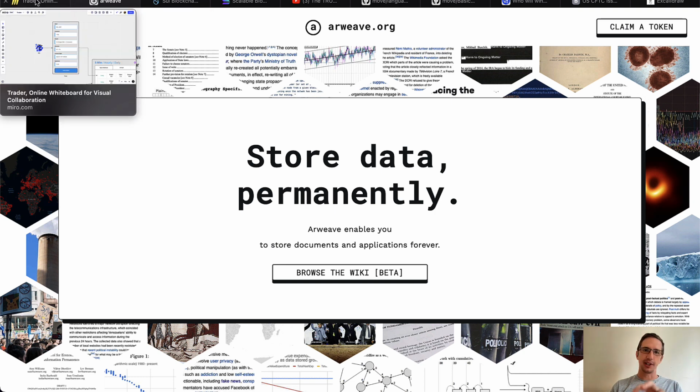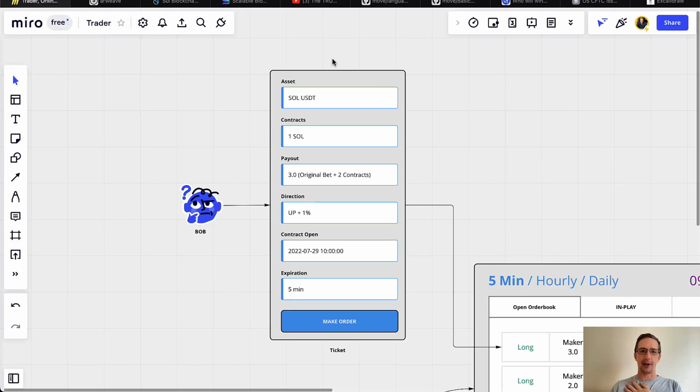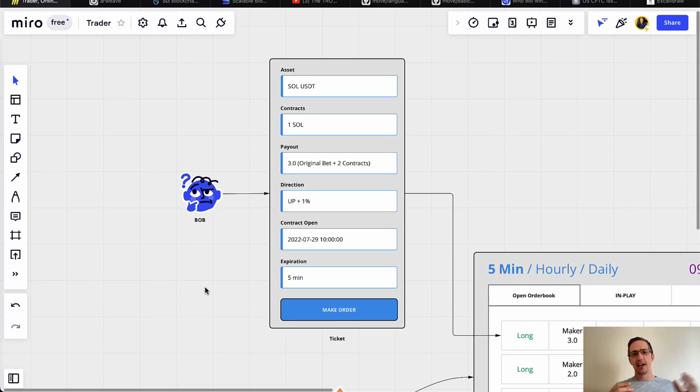The application would get downloaded, put into the browser. And now let's say Bob, he's a user of this application, right? So Bob, my friend Bob here, he's a trader. And Bob says, I'm looking at the price of Solana and I want to bet that Solana's price will be whatever it is plus 1%, 5 minutes from the start of the contract.